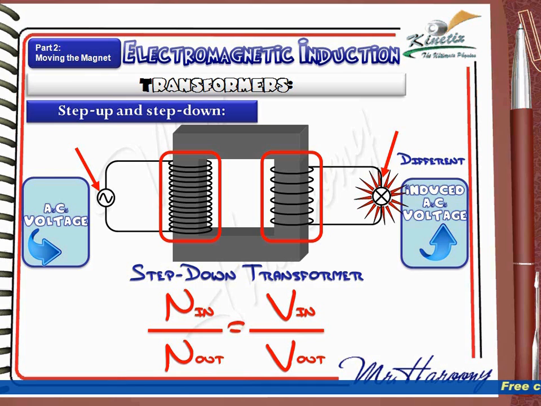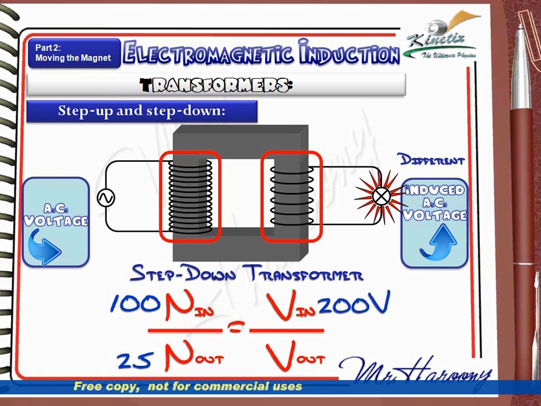If we have a primary coil with 100 turns and a secondary coil with 25 turns in the transformer, if you feed this transformer from the primary coil with 200 volts of AC voltage as an input, the output on the secondary coil will be, by this rule, 50 volts.